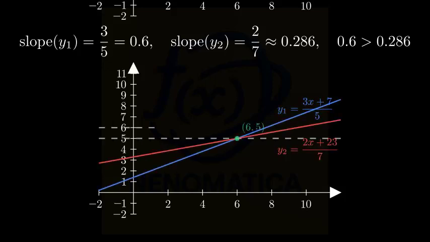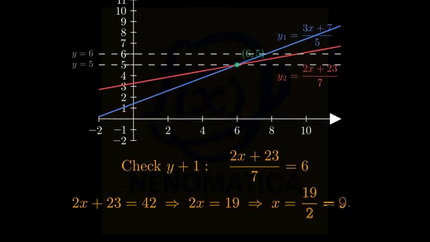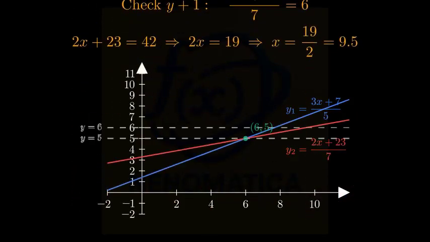For the floor function, y must be an integer, so we draw horizontal dashed lines at y equals 5 and y equals 6. The algorithm says to also check y + 1 on the shallower red line. Set (2x + 23)/7 equal to 6. Solving gives x equals 19/2, or 9.5. We will mark that x on the graph.